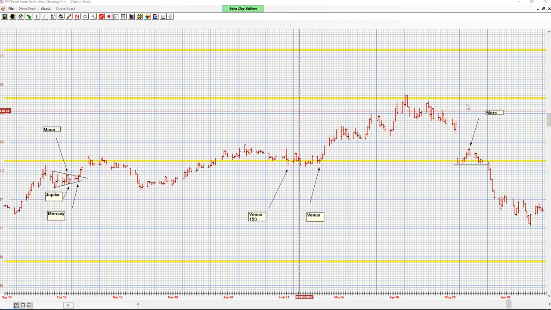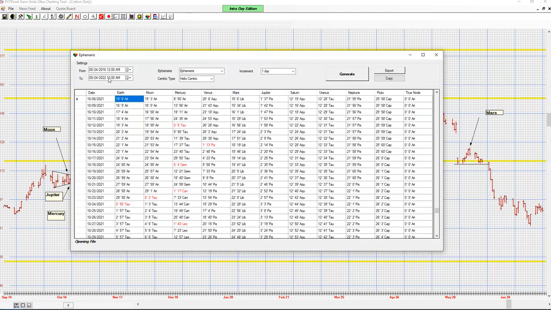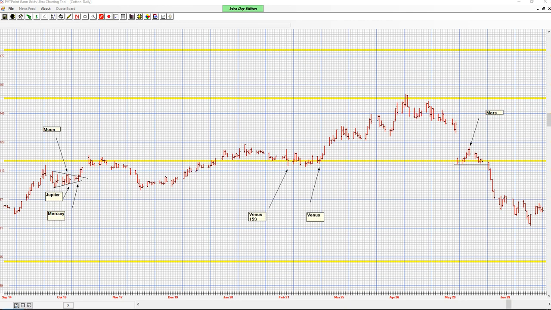So what I do then, I pull out the ephemeris tool from Gann Grids Ultra. I plug in the date range that I want. I'm looking at heliocentric here, 1 day increments. I hit the generate, and it gives me the longitude of all the planets at that particular point in time. Then I can export that to an Excel file. It dumps that into an Excel file, and then I can pull the longitudes from there. So what I've done, along with the price lines, I've plotted the planets hitting these degrees at certain points in time.